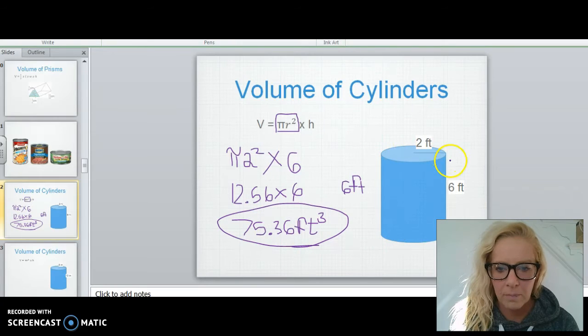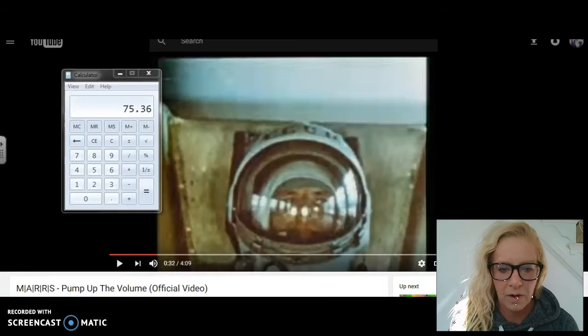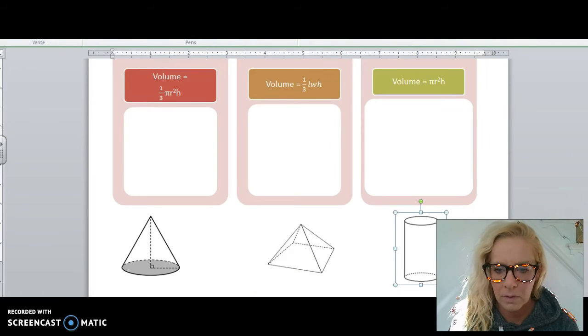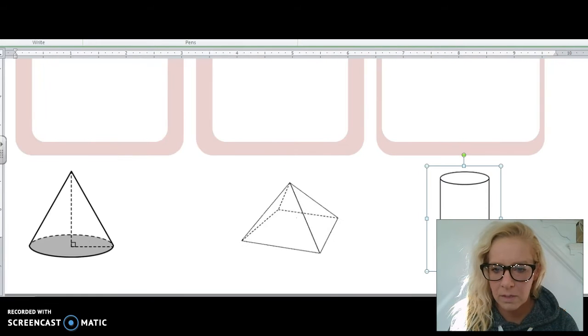Again, that comes from the area of the circle times the height of the cylinder. So let's look at your graphic organizer. If I zoom in.